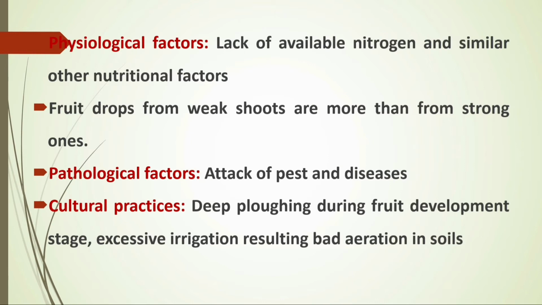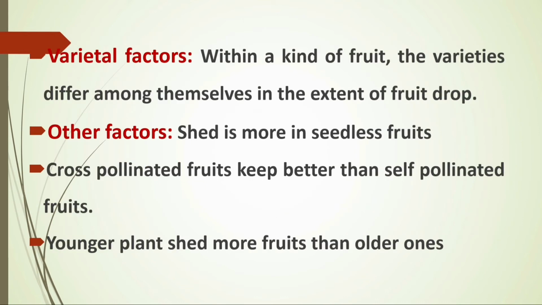Another important factor is cultural practice. Deep ploughing during fruit development stage and excessive irrigation causes bad aeration in soil, results in fruit drop. The varietal factor. Within a kind of fruit, it may differ among varieties. For example, variety called Langra in mango is more susceptible to drop while Deshehri is least. Other factors like in case of seedless fruit, the shed is more compared to seeded ones. In case of cross-pollinated fruits, the shed is less compared to self-pollinated fruits. Younger plants shed more compared to older ones due to lack of nutritional reserves.